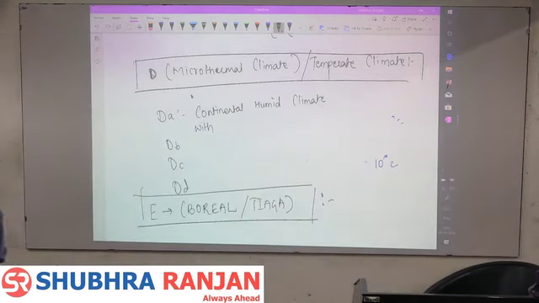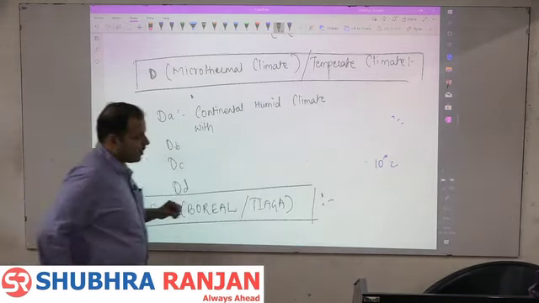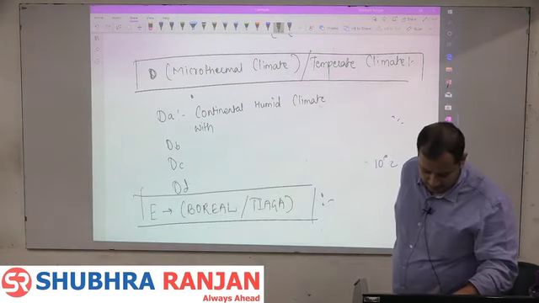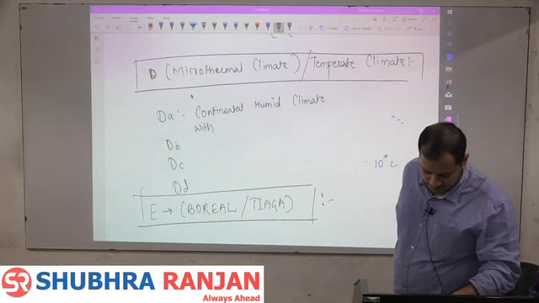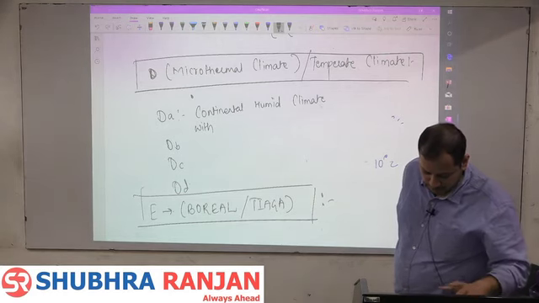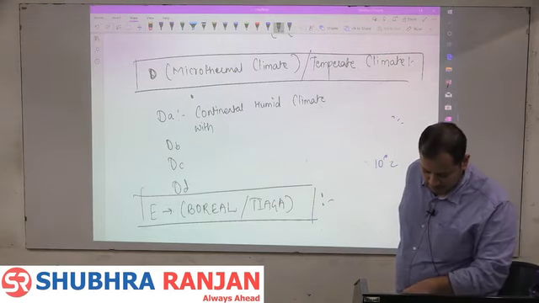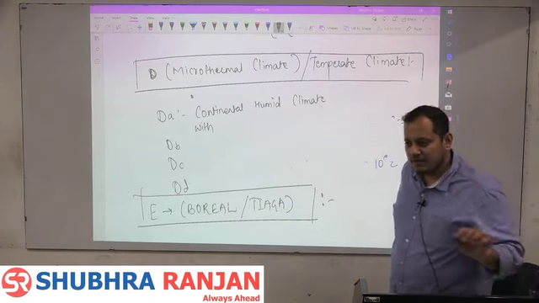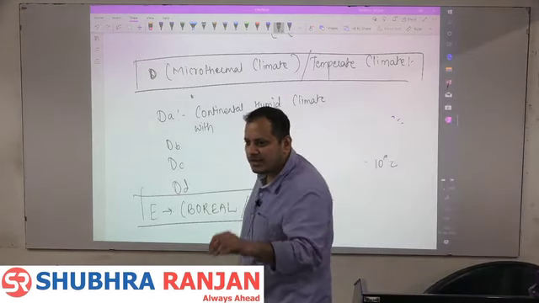It is found only in the northern hemisphere. Can someone tell me why taiga is found only in the northern hemisphere?